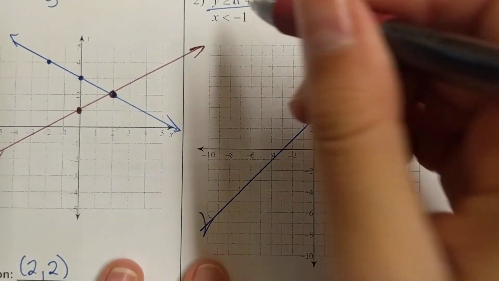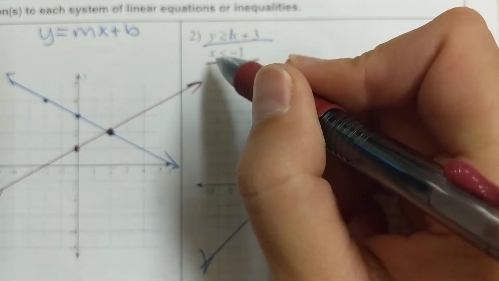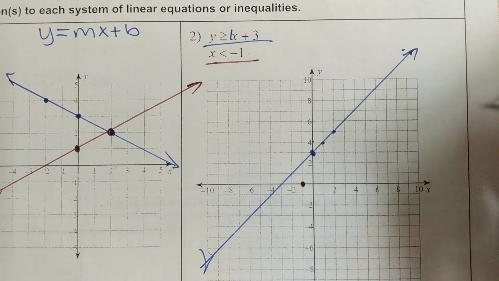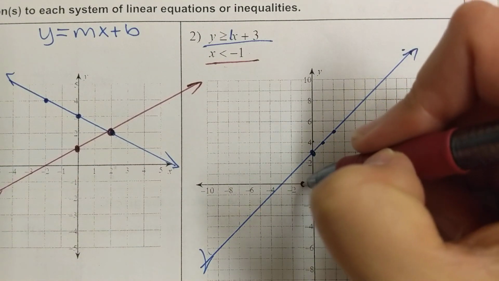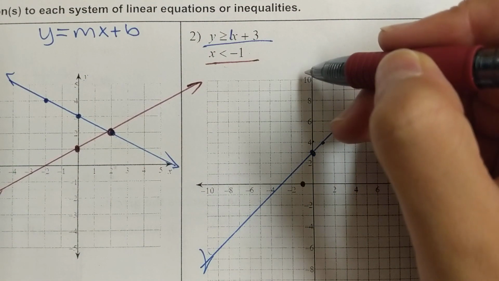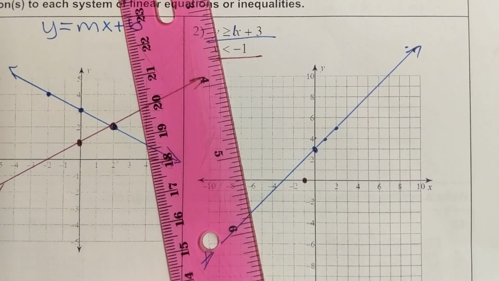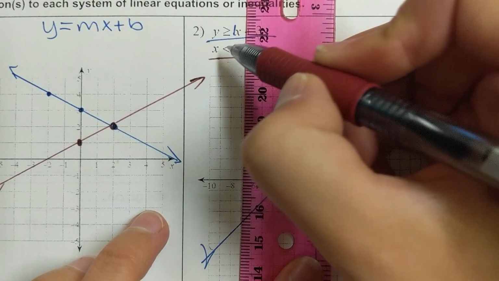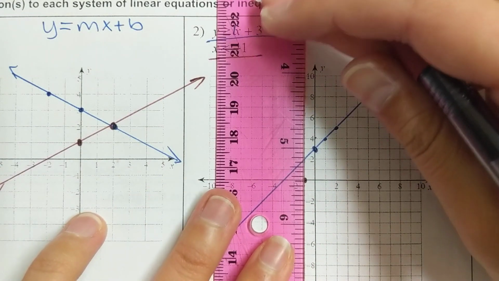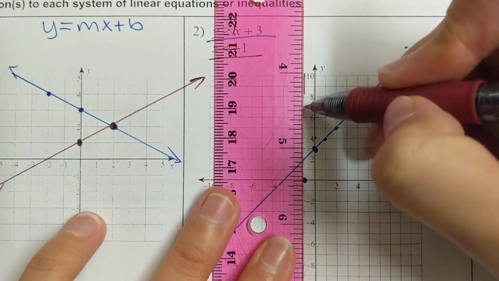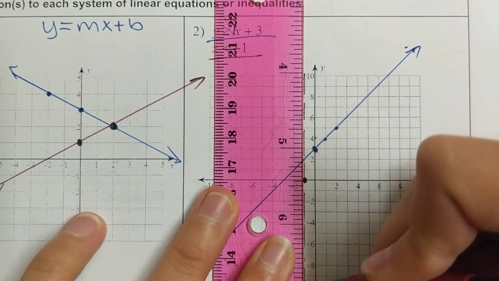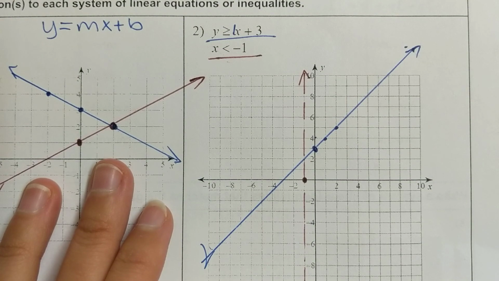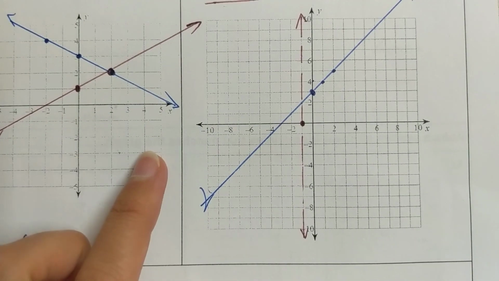This is a solid line because there is a line underneath that inequality symbol. Okay, and then our next one is an x equals. So you go to the x-axis, put a dot at negative 1, and it's a line that goes through this dot only, so a vertical line. Is this a solid or dashed line? Well, it's a dashed line because there's no line under our inequality symbol.